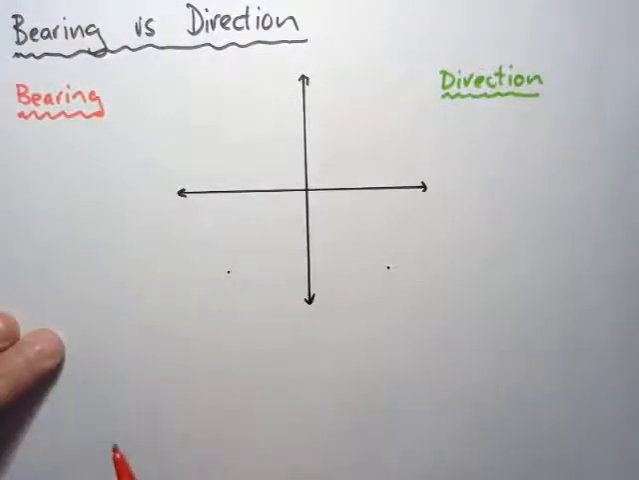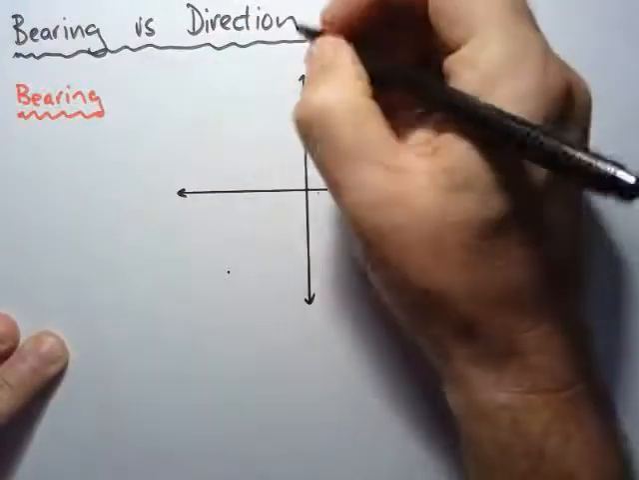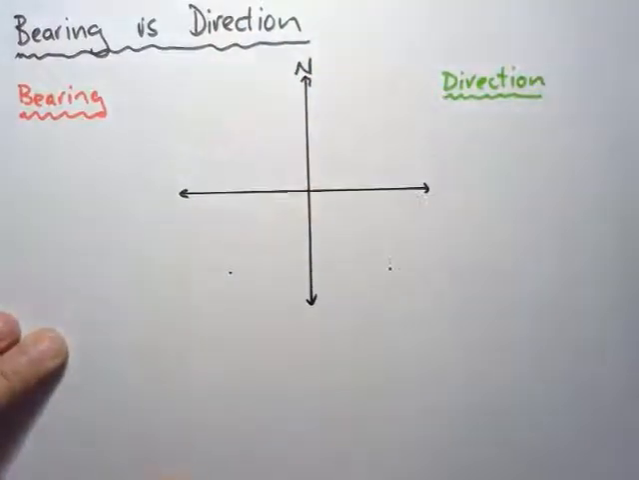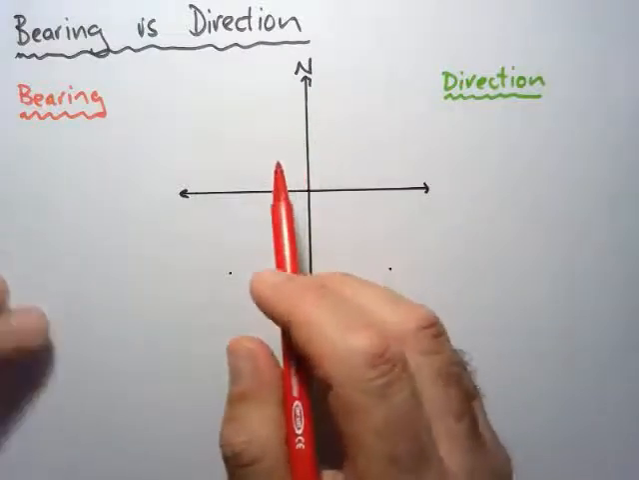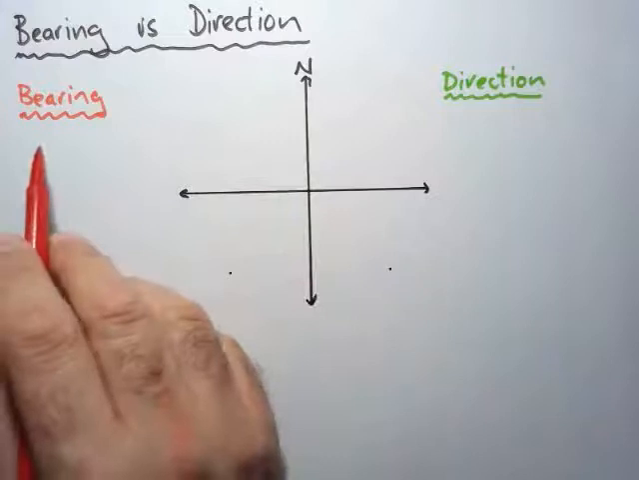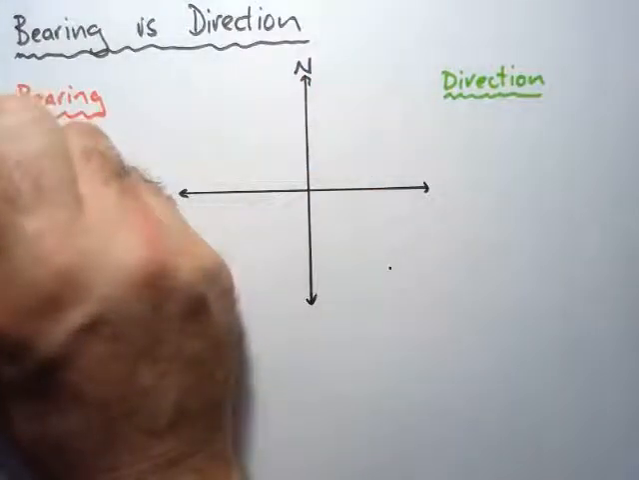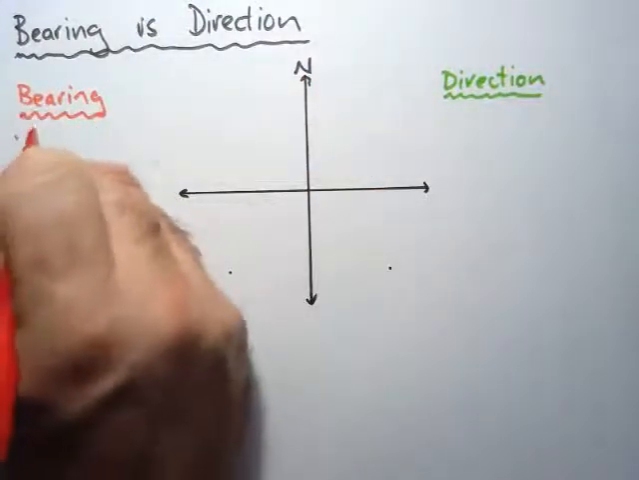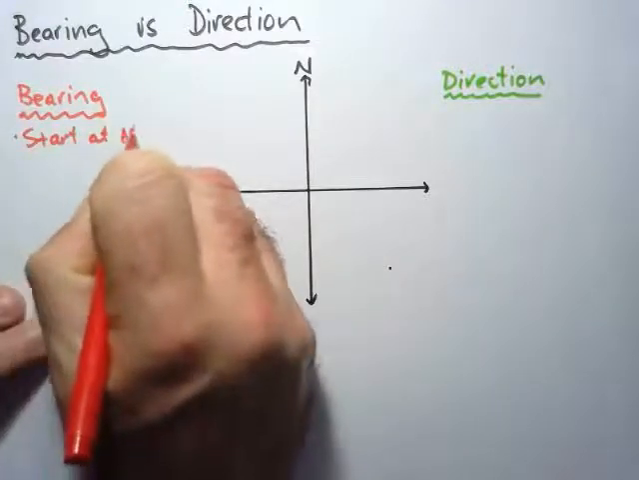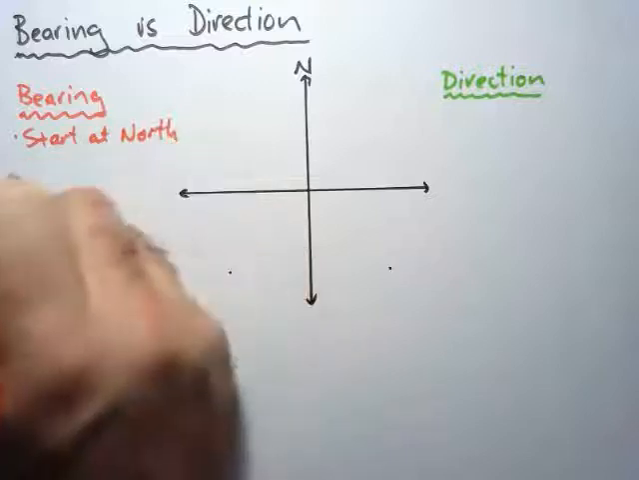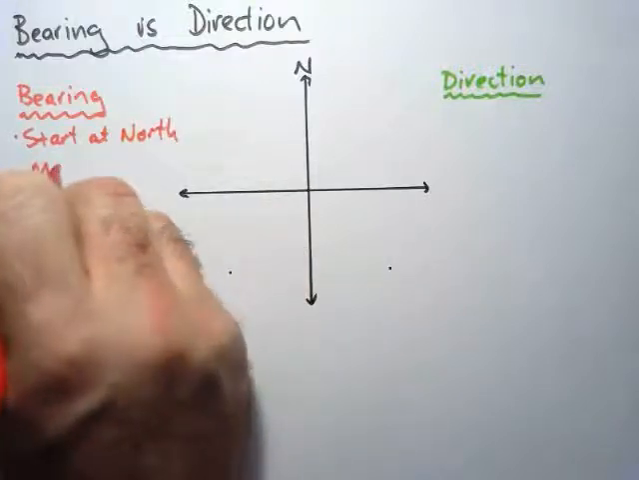When you talk about bearing, we always start at north. So bearing only refers to north. It's sometimes called a true bearing. In later stages, you might even learn about magnetic north and magnetic bearing. So when I look at bearing, I always start at north. My first point here is: start at north.